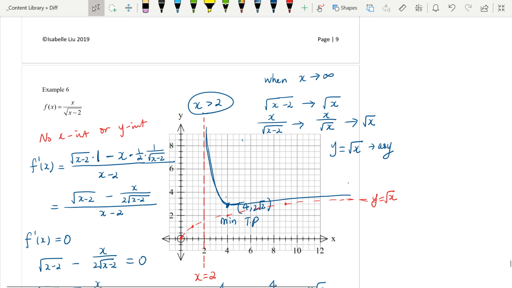Basically they simplify this whole equation. So what does this whole equation become when x approaches infinity? It won't be x minus 2. So x minus 2 itself won't be the asymptote. It's x divided by x minus 2 that is the asymptote.